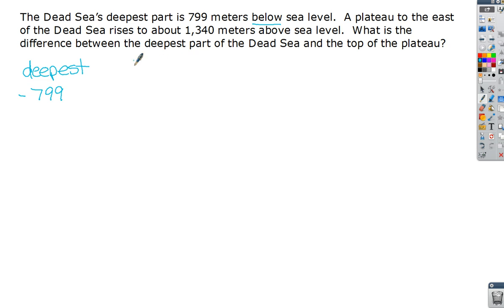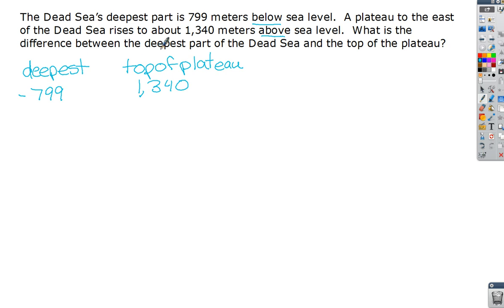And then this is the top of the plateau is our next part. And that's our next number. The plateau to the east of the Dead Sea rises about 1,340 meters above sea level. We write that as 1,340. It's positive. It's above sea level.